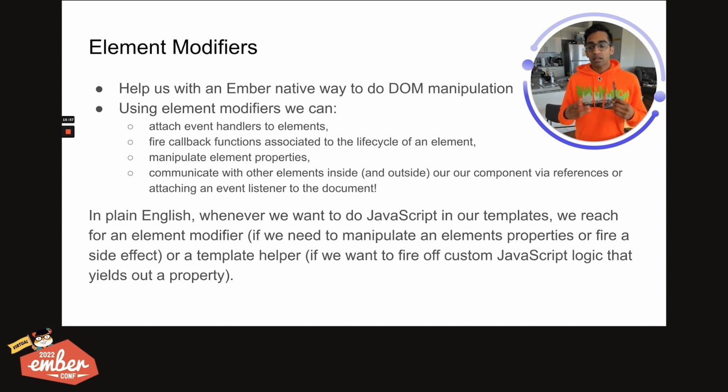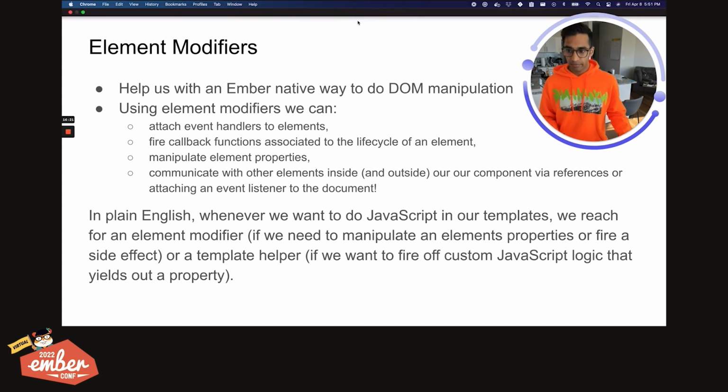And then I'll use a template helper in the event I want to fire off some custom JavaScript logic that's going to yield out a property. Maybe I want to display a property in its correct date format. I may be able to just use a quick template helper in order to do that. So that's what an element modifier is and the types of things that it helps us do.